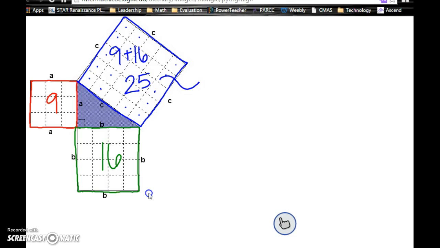It turns out that the square root of 25 is 5. So that means I must have taken 5 and squared it to get to the area of 25. So C is actually equal to 5 units, and we can count it: 1, 2, 3, 4, 5.